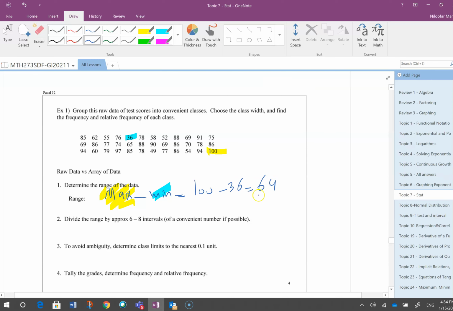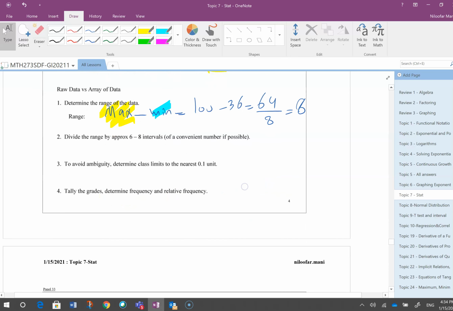64 is divisible by 8, so I divide into 8 intervals. You can divide into 6 or 7 or 8, but here I do 8. This is just the difference between 2 intervals. So I divide the range this way, into 8.